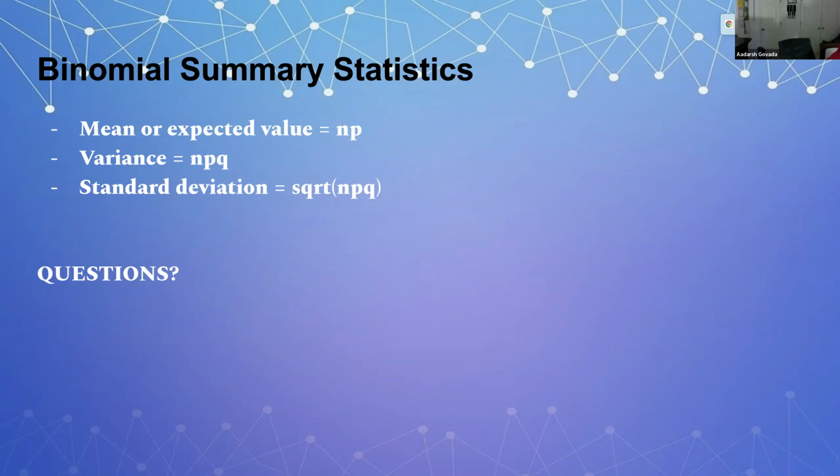And then with that pop-up menu, it's going to end up looking like this. Next to trials, you put the n value. Next to p, you put the p value. And next to x, you put the x value. All right. And then you just hit paste, and it's going to give you the exact probability.